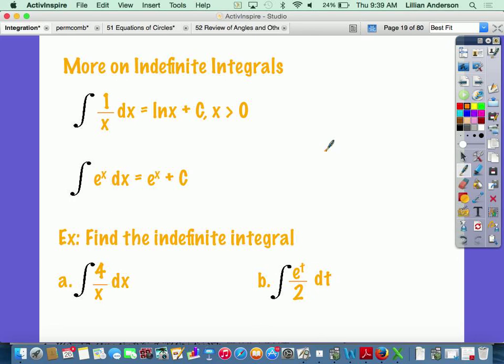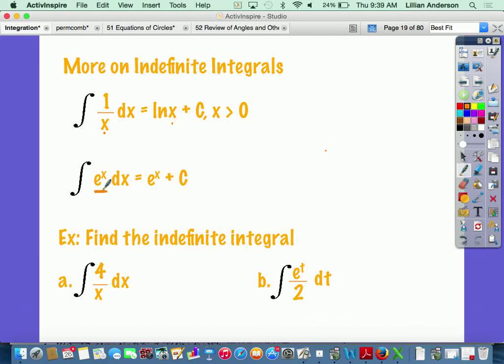Today, we're talking about more different types of indefinite integrals. The first one that you have is the integral of 1 over x dx, which is equal to the ln of x plus c. Think about it, the derivative of ln of x was 1 over x, so it's only right that when you go backwards, the antiderivative of 1 over x is the ln of x.